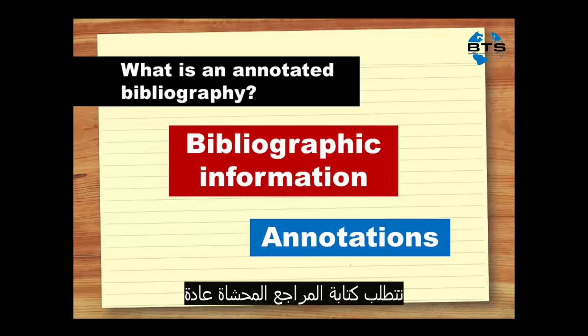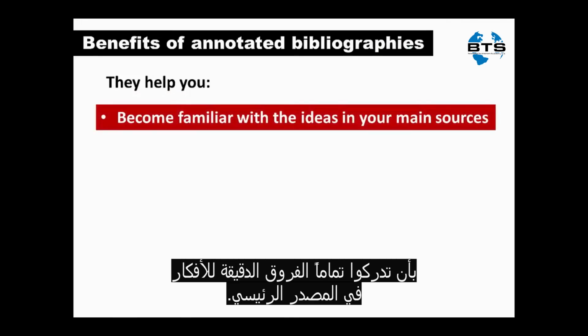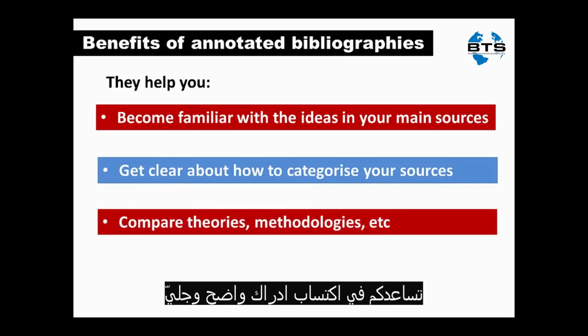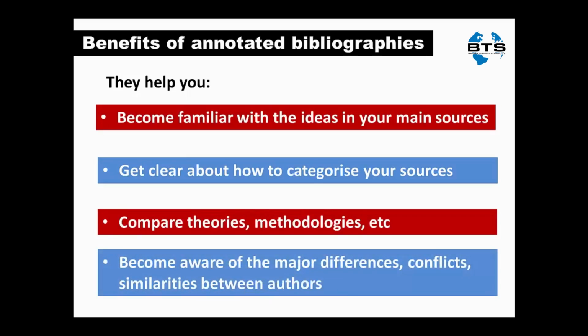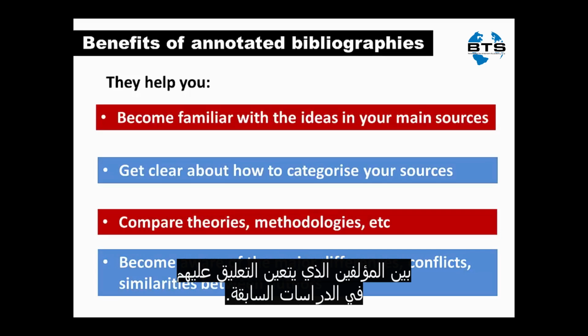Writing an annotated bibliography usually requires you to do an in-depth examination of a number of texts. The benefits include helping you to become better acquainted with the nuances of the ideas in your main sources. It helps you to get clear about how to categorise your sources. It helps you to acquire an in-depth and clearer understanding of the theories or methodologies you need to understand. It'll also help you become aware of the major differences, conflicts and similarities between the authors you have to make comment about in your literature review.